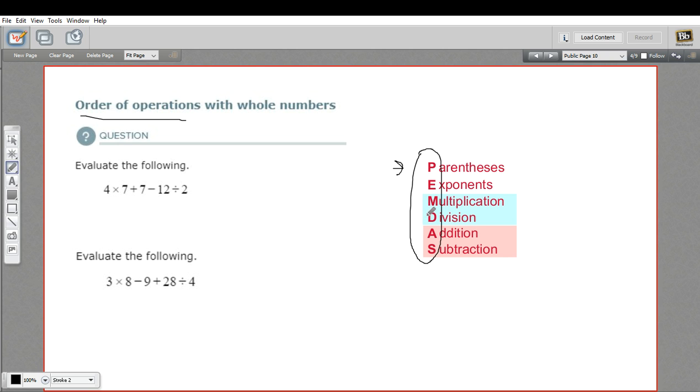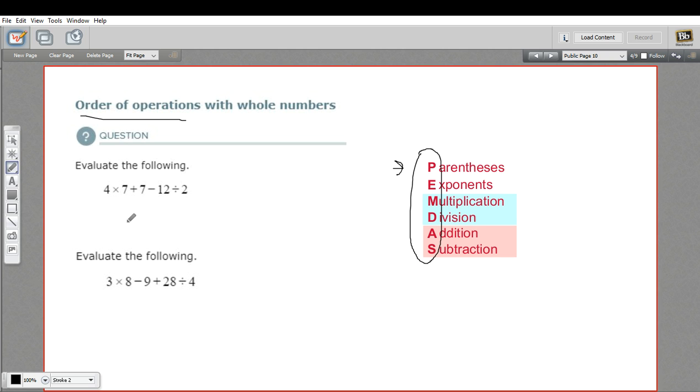And then come multiplication and division, and these are both put under this blue box here because it really doesn't matter if you do multiplication before division or division before multiplication. They're just put in this order because it's easier to say PEMDAS than it is to say PEDMAS or something. So multiplication and division have to come before addition and subtraction. So that's the trick here.